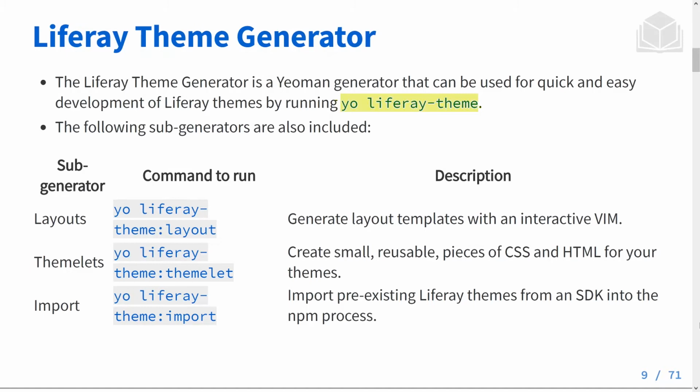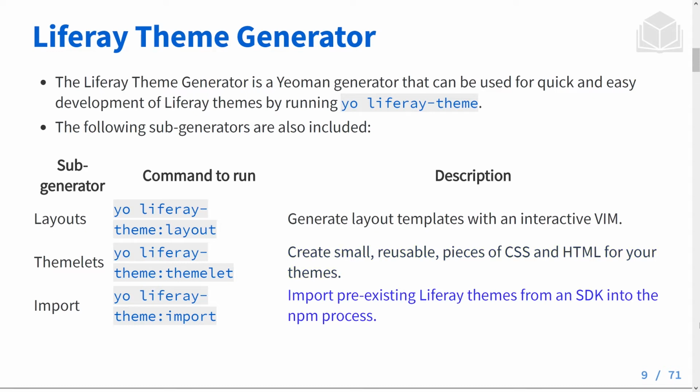The Liferay Theme Generator is a Yeoman-based generator that can be used for quick and easy development of Liferay themes. You simply run yo for Yeoman, and then liferay-theme in your command line. There are a few subgenerators included as well. For layouts, you can generate layout templates with an interactive visual editor. With themelets, you can create small, reusable pieces of CSS and HTML for your themes.